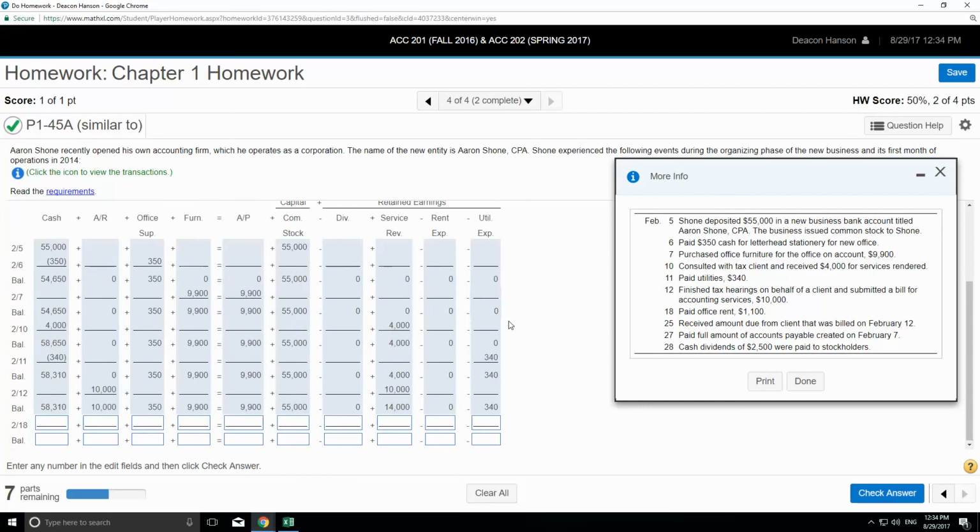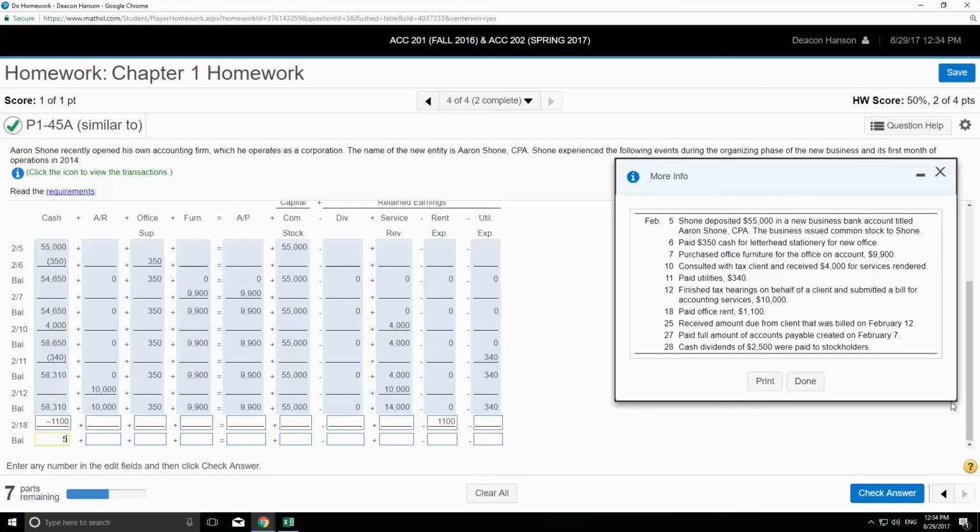February 18th, we paid the rent. So here comes that verb again, paid, right? That should just automatically in your head, paid means it's coming out of what account? Cash, right? So there's going to be a negative 1,100 effect on cash. And then what is rent? Rent is a cost of doing business, right? It's a cost, it's an expense, right? So there's an account here for rent expense, 1,100.